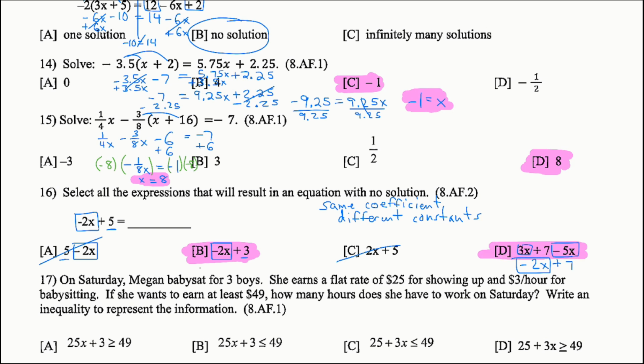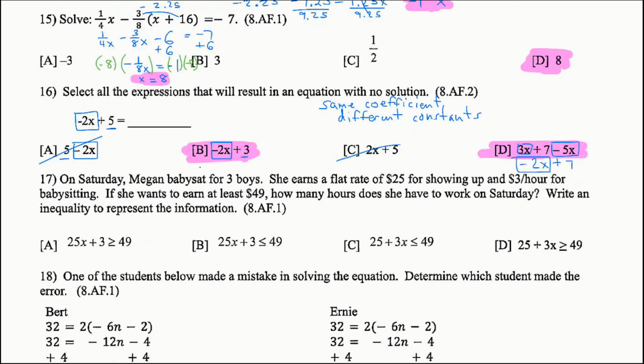All right, moving on. On Saturday, Megan babysat for 3 boys. She earns a flat rate of $25. So that's a one-time thing for showing up, and then $3 per hour for babysitting. If she wants to earn at least, that's important, $49. How many hours does she have to work on Saturday?